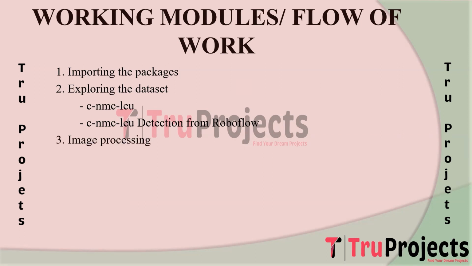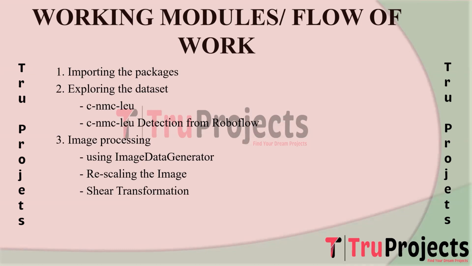Image processing. Using Image Data Generator. This is a tool in Keras used for image augmentation and pre-processing. It generates batches of augmented images during the model training process, applying various transformations to increase the diversity of the training dataset. Rescaling the image. Rescaling involves normalizing pixel values to a specific range, commonly between 0 and 1, to ensure uniformity in data representation.